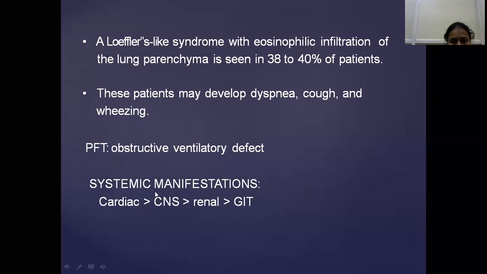In Churg-Strauss syndrome there is multi-organ system involvement. Most commonly the cardiac system is involved, followed by CNS, renal, and GIT. There is involvement of multiple organs.